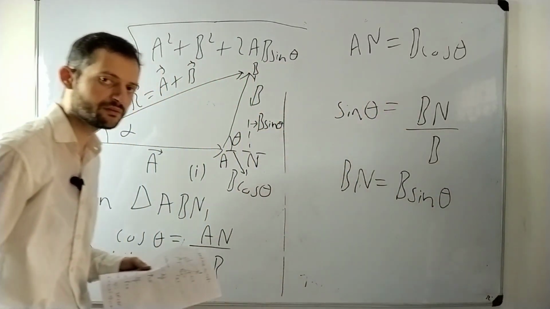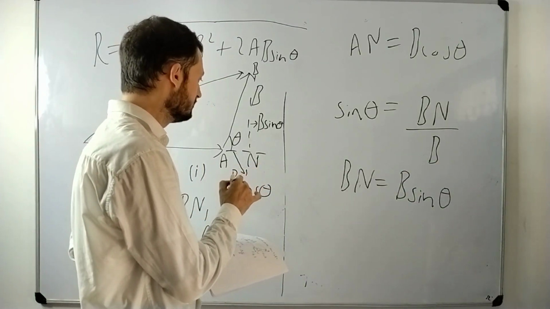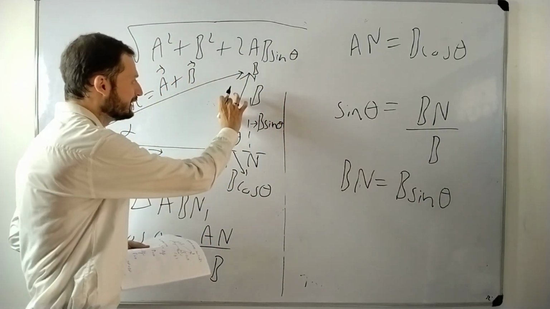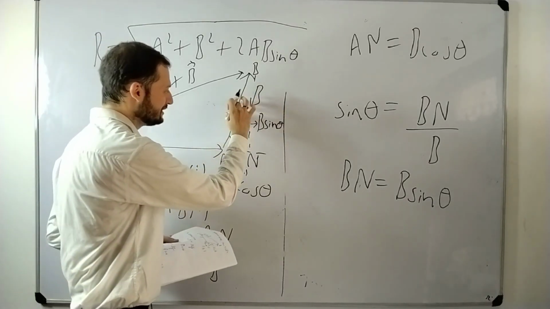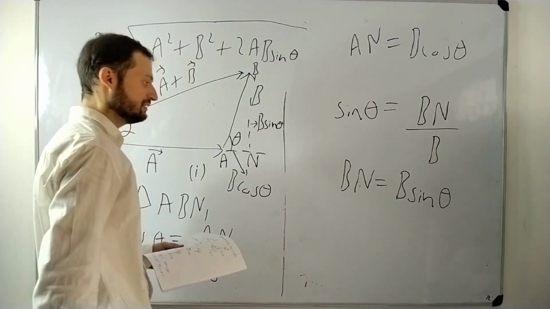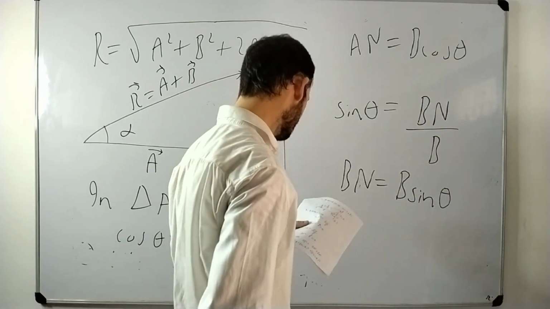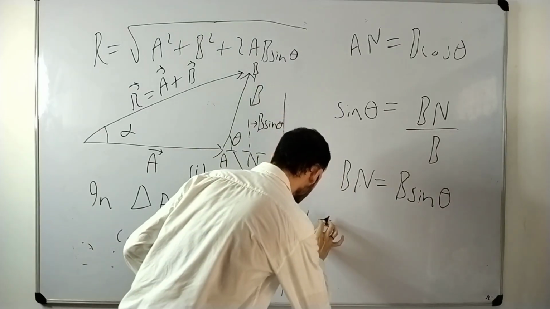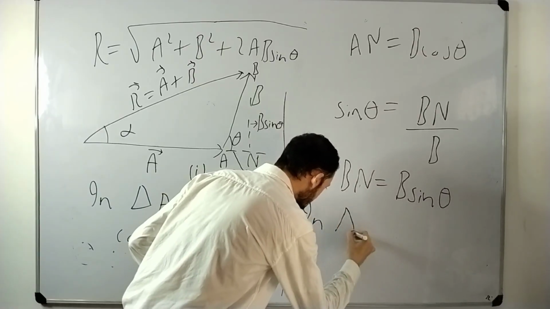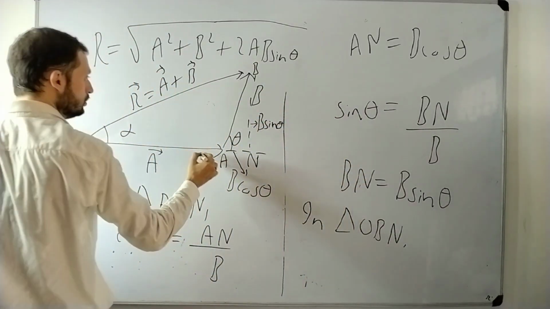Right, students? So we are understanding, but why are we doing all this? To get the resultant, to get the B vector and A vector in terms of theta, and to get this value in terms of theta and the resultant, we need to write this in a triangle. Now in triangle OBN, which is the triangle OBN, students? Sir, here it is, OBN.